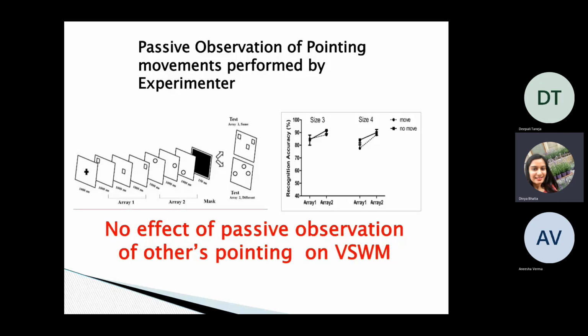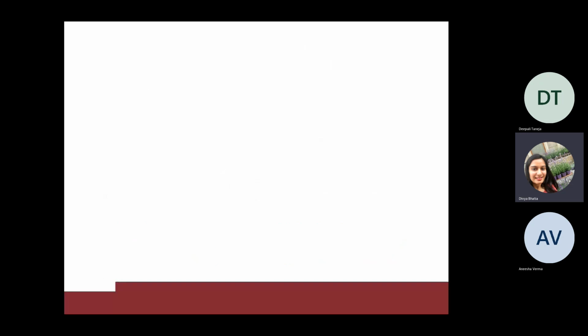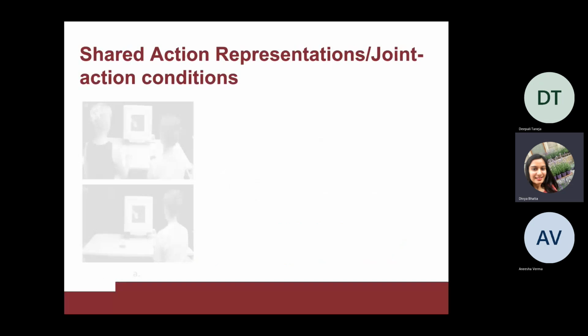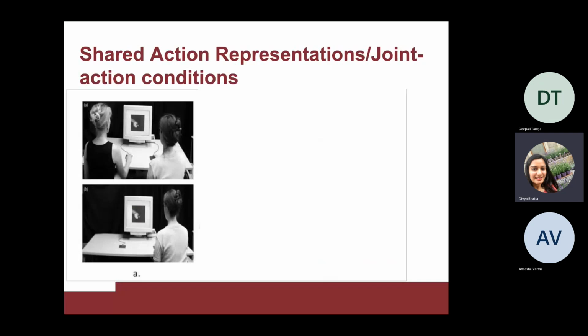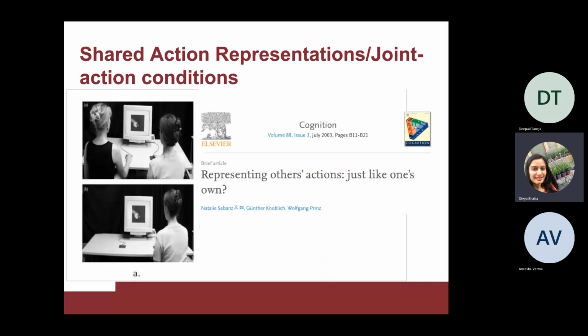So what happens next is that I'm going to introduce you to another keyword, which is an entirely different line of research: joint action research. This research began with one seminal paper, published in 2003. What does this research tell us? All of this line of research actually began with this one experiment, which was published in 2003.